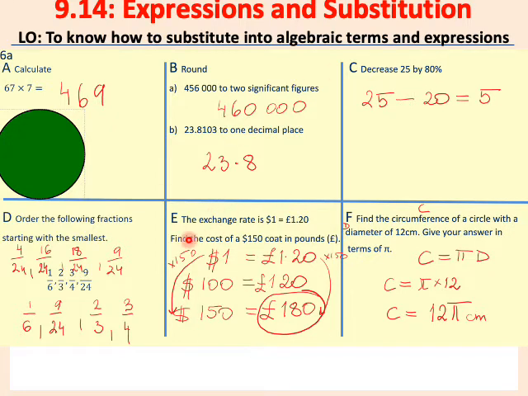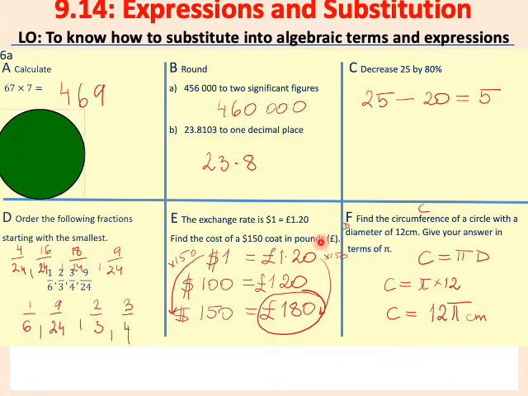Let's have a look at E as well. So the exchange rate is $1 is the same as £1.20. So we want to get to $150. So they've written down the exchange rate here. Then they've gone, okay, we want to get to 150 in the dollars column. So we multiply both sides by 150 because they move in proportion. And that gives us 180 as our answer in pounds.